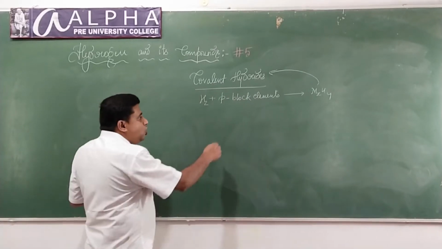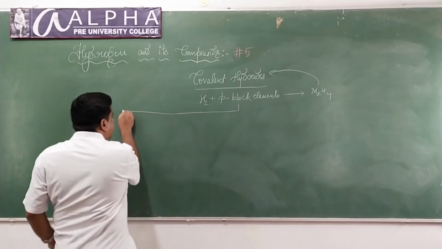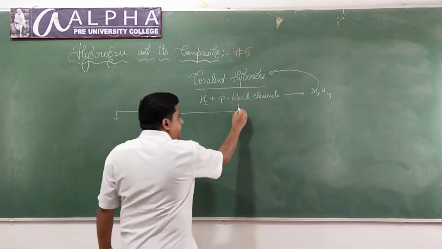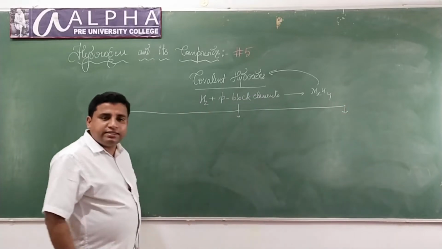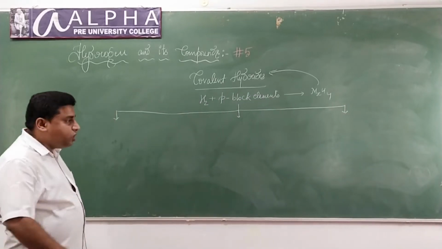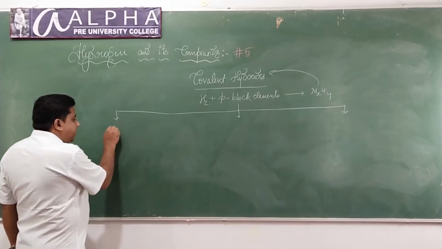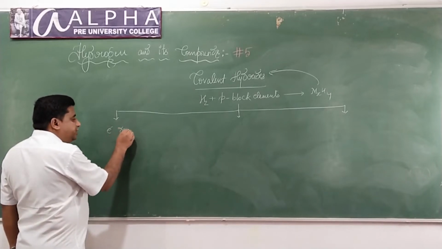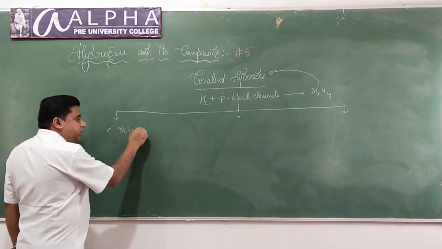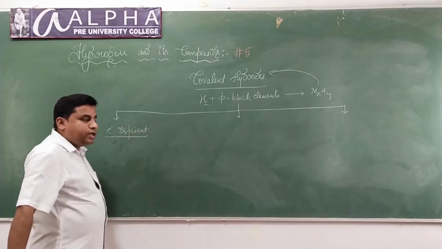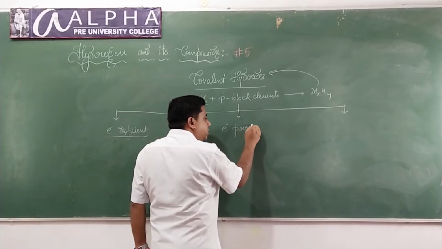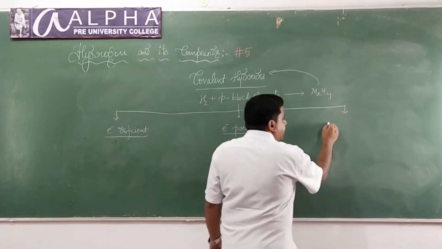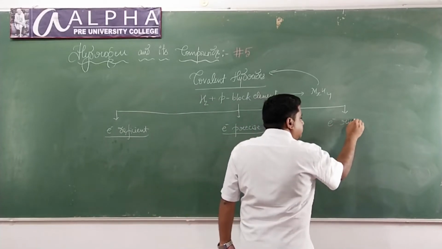Covalent or molecular hydrides are again classified into three types. What are those three types? They are electron deficient, electron precise, and electron rich.